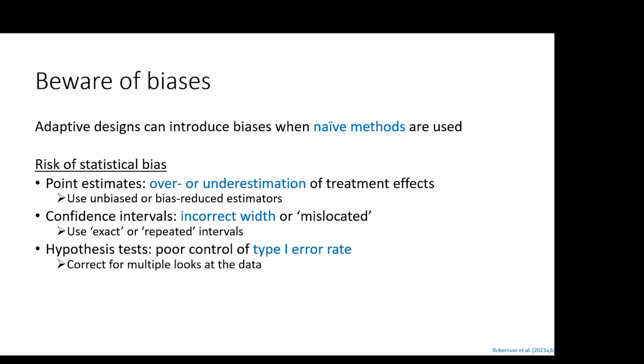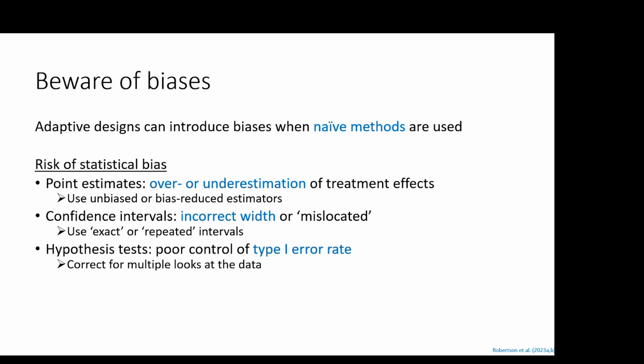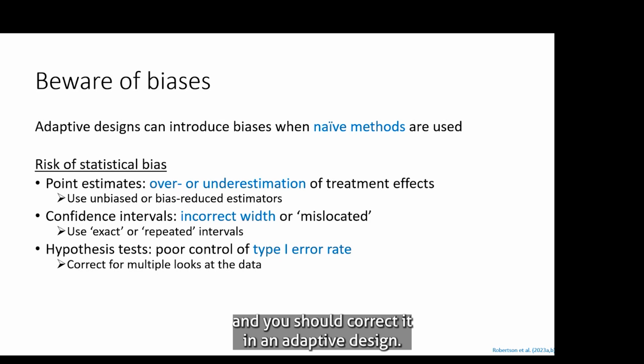Hypothesis tests. As I've mentioned before, if you look at the data repeatedly at an interim analysis, maybe another interim analysis and the final analysis, then you will have analyzed parts of the sample multiple times, those that were recruited at the beginning. And that inflates your alpha. And again, you have to correct for it, and you can correct for it, and you should correct for it in an adaptive design.